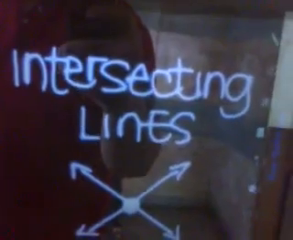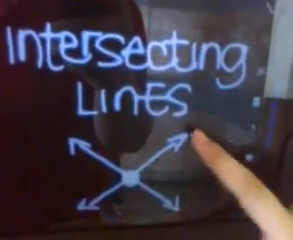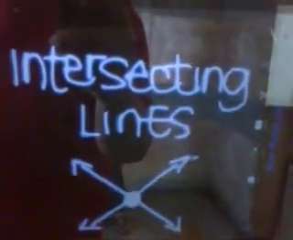These are intersecting lines. Two lines that meet at a common point. Here is an example of an intersecting line. Two lines that meet at a common point.